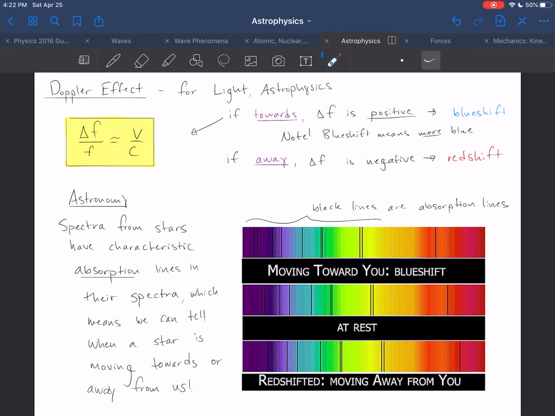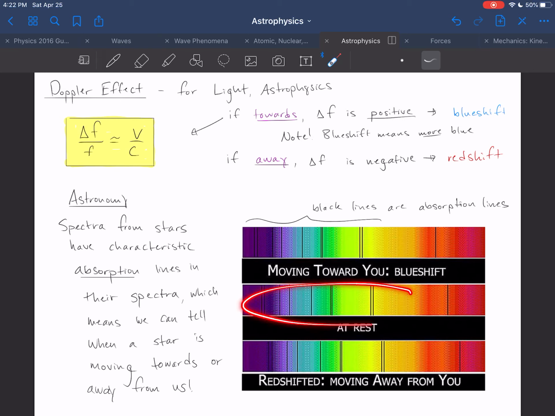In particular, if an object is moving towards you, that shift in frequency is positive. It makes the frequency higher. As a result, you get what's called a blueshift, where all of the lines that you might see in a spectrum are shifted in the blue direction.